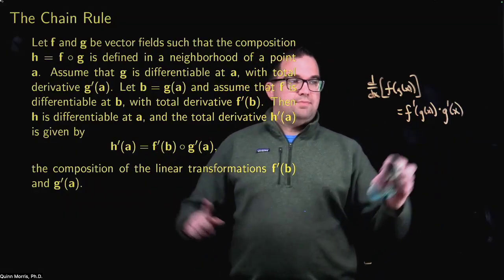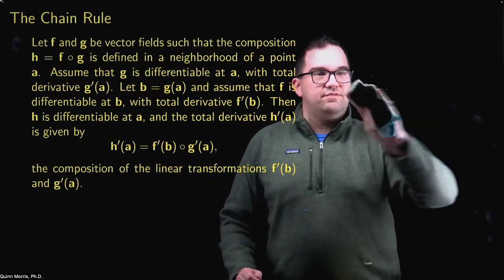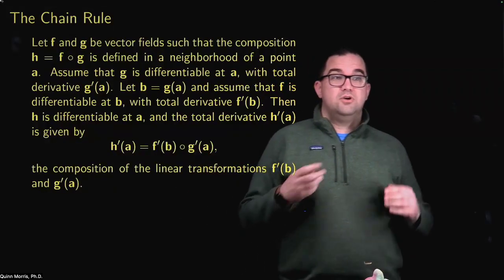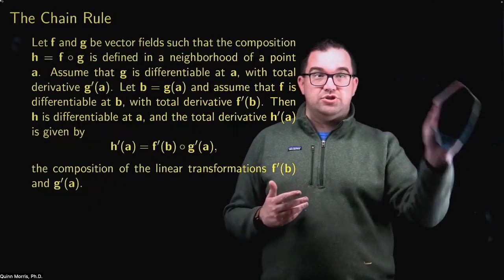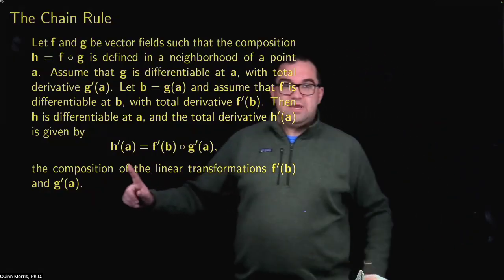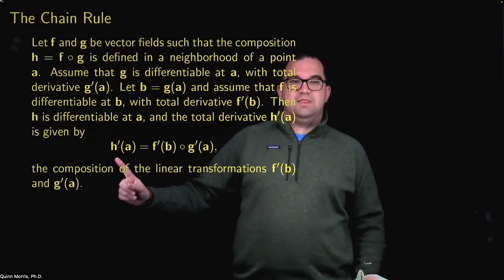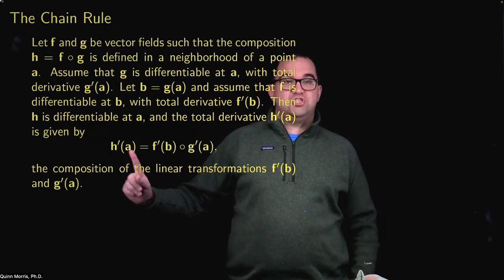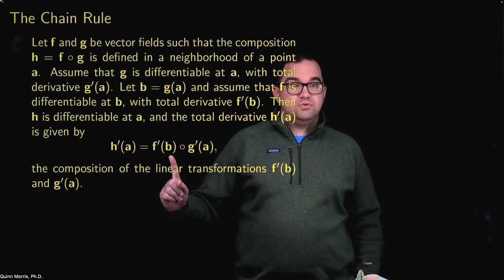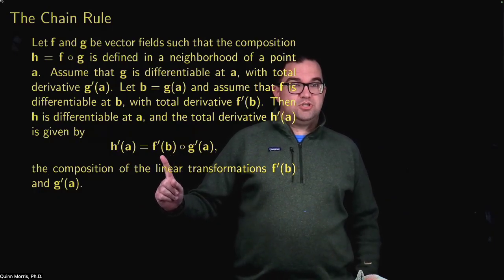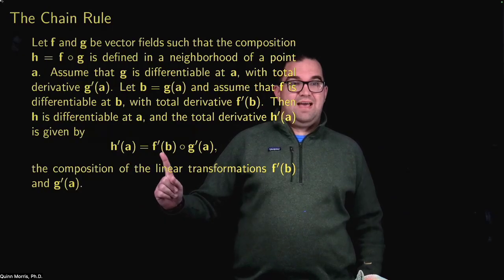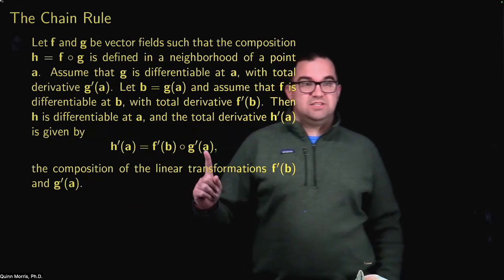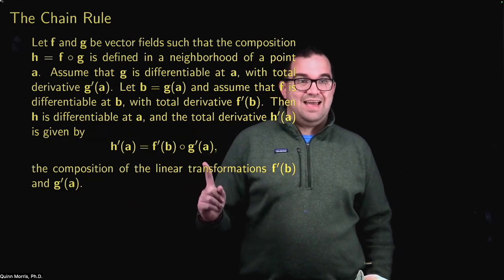Here, we need to use composition because what are each of these objects? These are each total derivatives. What are total derivatives? Total derivatives are linear transformations. So we realize the linear transformation that is the total derivative of h at A by composing the linear transformation, which is the total derivative of f at g of A, with the linear transformation that is the total derivative of g at A.